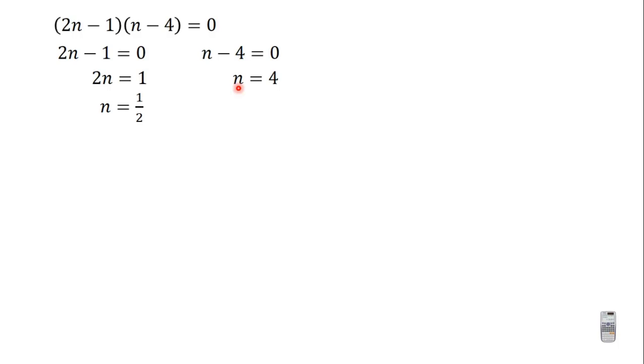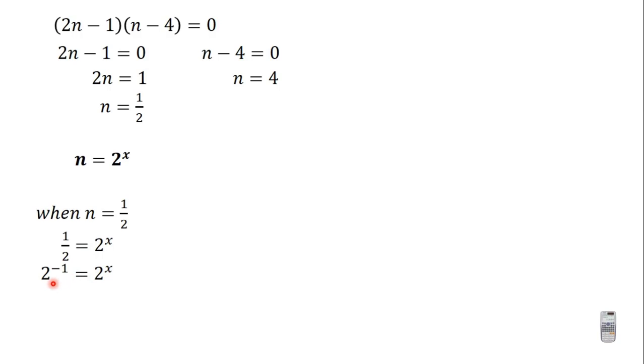Remember, we only introduced n to help us find x. At the beginning, we said that n is equal to 2 exponent x. So we are going to find x for when n is equal to 1 divided by 2 and when n is equal to 4. Let's consider the first case. When n is equal to 1 divided by 2, we can say that 1 divided by 2, which is half, is equal to 2 exponent x. We learned from the properties of indices that half can be written as 2 exponent minus 1. So we have 2 exponent minus 1 is equal to 2 exponent x.